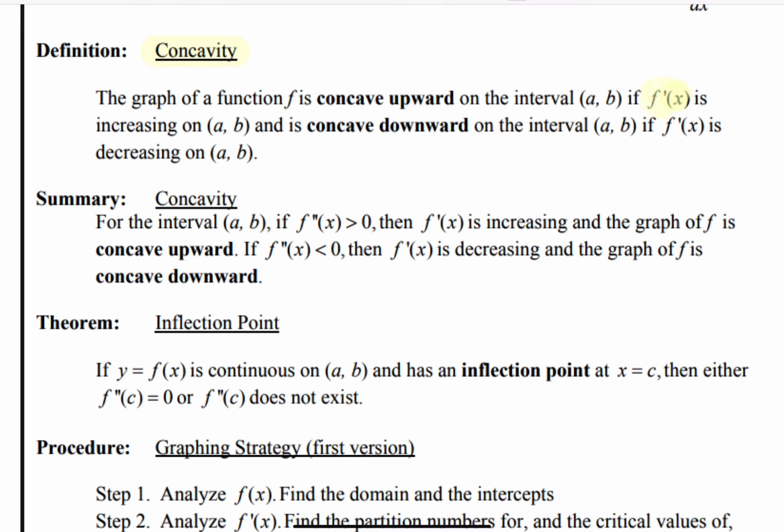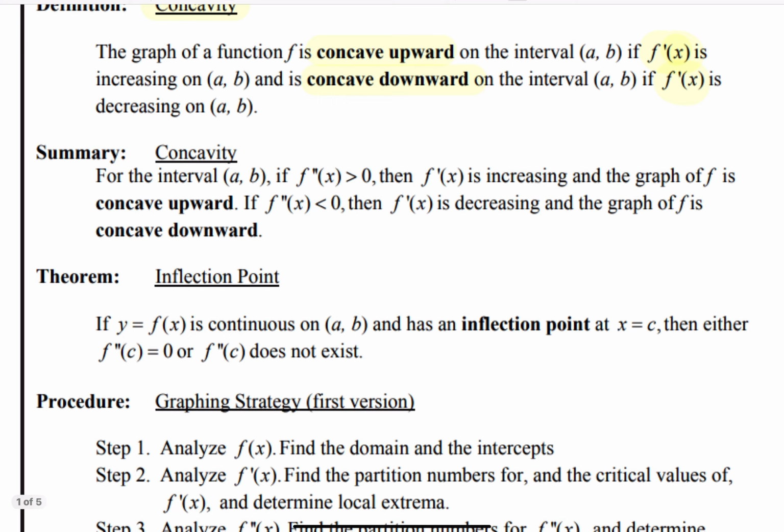If the first derivative is increasing, then your graph is concave upward. If the first derivative is decreasing, then your graph is concave downward. We've seen that if the first derivative is increasing, or going upward, then your graph opens upward. If the first derivative is going downward, then the graph opens downward.